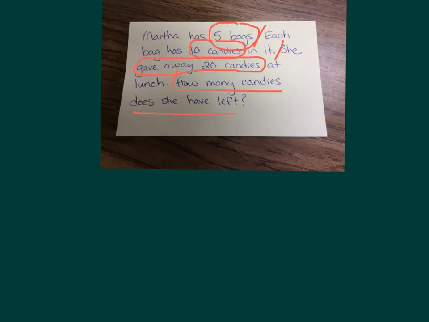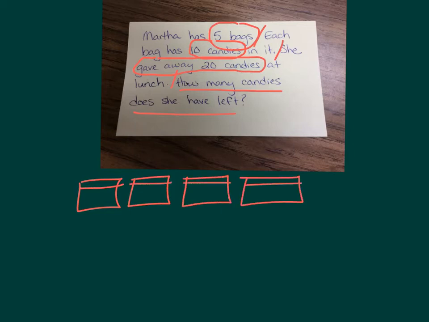I was able to picture in my mind her 5 bags, each with 10 candies. I'm going to go ahead and just sketch out a picture of those bags. So here I have bag 1, bag 2, bag 3, bag 4, and bag 5. I'm imagining them to be like Ziploc bags. Inside each bag is 10 candies.